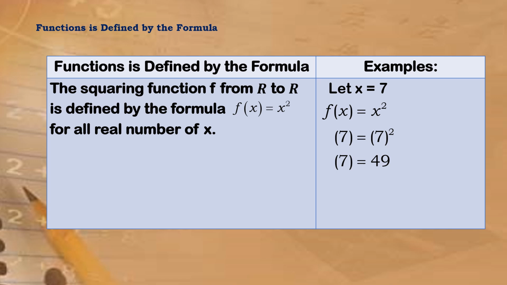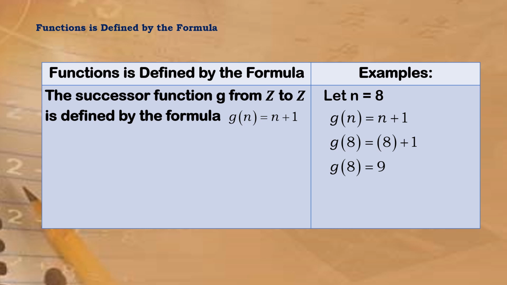Then next, we have functions defined by a formula. For example, the squaring function from R to R is defined by the formula f of x equals x squared for all real numbers x. Like in this example, if we have the value of x equal to 7, then substituting it, we have f of 7 equals 7 squared, which is 49. So this is defined by the formula for the square.